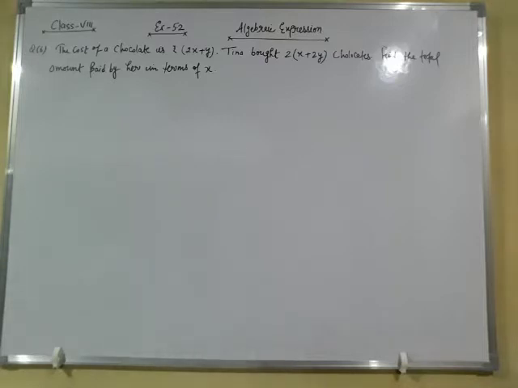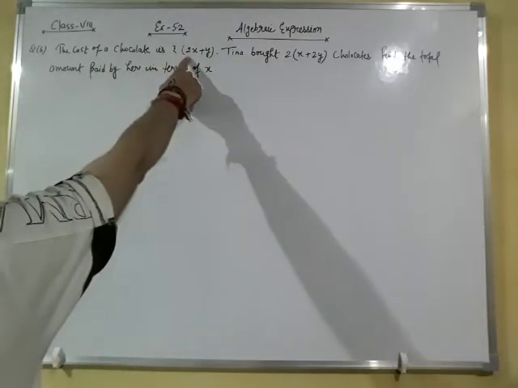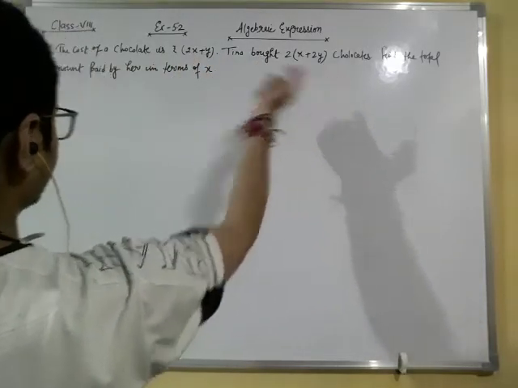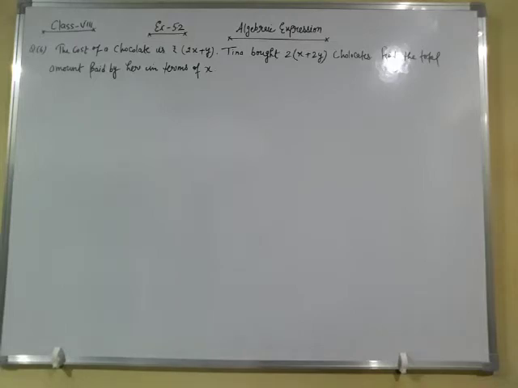In question number 6, the cost of a chocolate is rupees 2x plus y. Tina bought 2x plus 2y chocolates. Find the total amount paid by her in terms of x. So this is a very simple question. You can think that the cost of a chocolate is rupees 10. Tina bought 2 chocolates. So find the amount paid by her. So 10 multiplied by 2 will be 20 rupees.